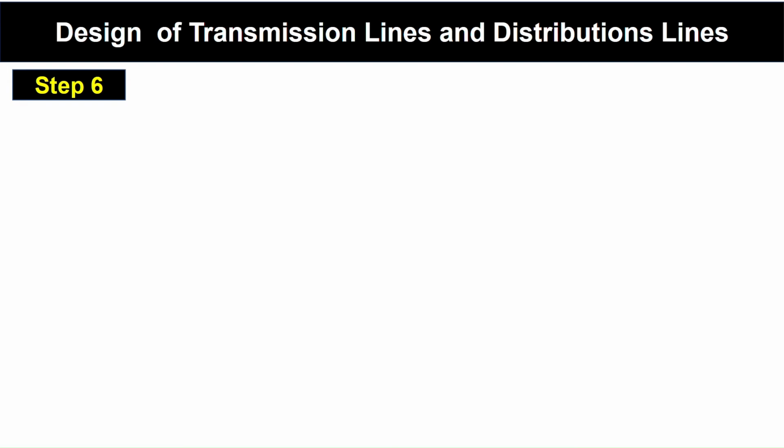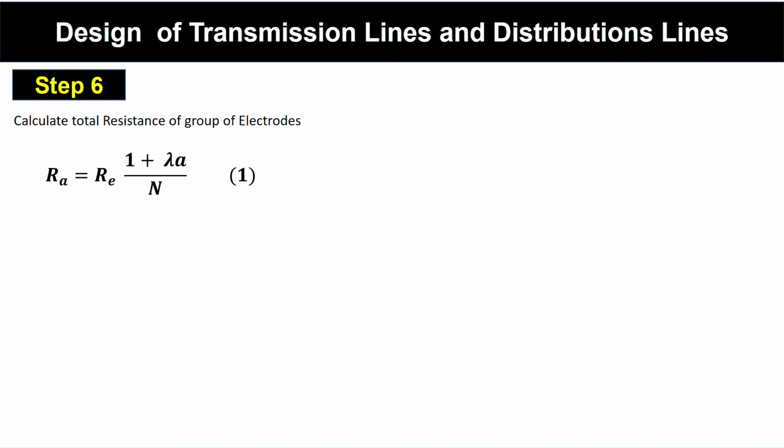Step 6. Calculate the total resistance of a group of electrodes. The formula for that is Ra equals Re times (1 plus lambda A divided by N). Here the value of lambda you can get from the table, and Re we have already calculated. Now there remains A. We have to calculate first the value of A.